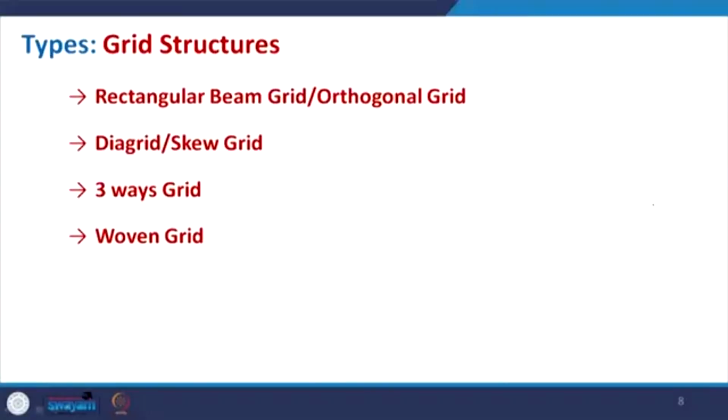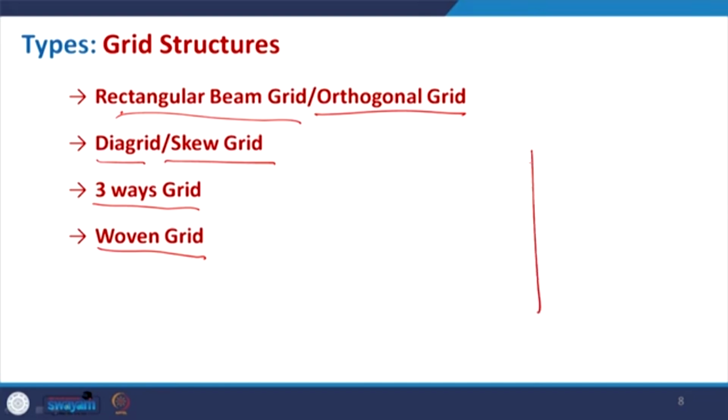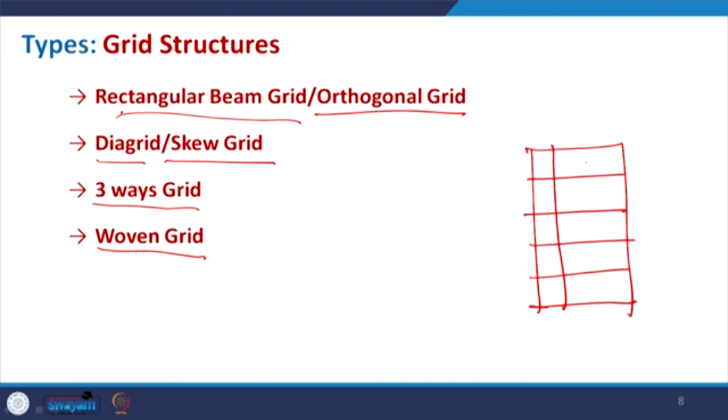Now, coming to the types of grid structure, depending on the arrangement of the grid, it can be classified as rectangular grid or orthogonal grid, then diagrid or skew grid, three-way grid and open grid. So, what are those? Taking this terminology, rectangular means the grid will be in a very rectangular pattern, and orthogonal means that horizontal and vertical members make a 90-degree angle. So, this is orthogonal grid.